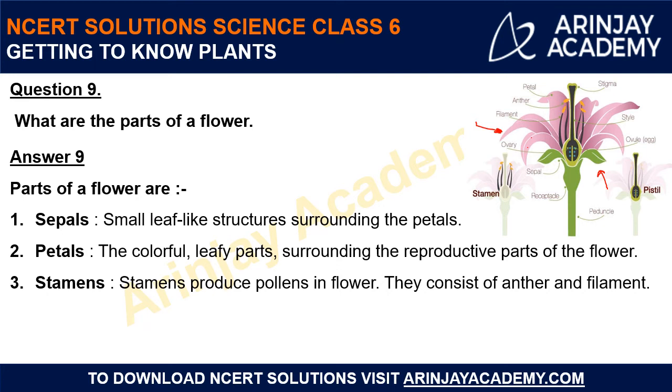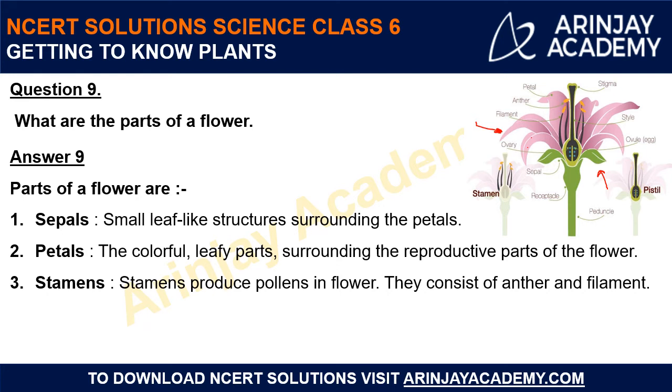The third, stamens. So as I have told you, stamens are the reproductive part. They are specifically the male reproductive part of the flower. So what do the stamens do, children? They produce pollen in the flower. They consist of anther and filament.